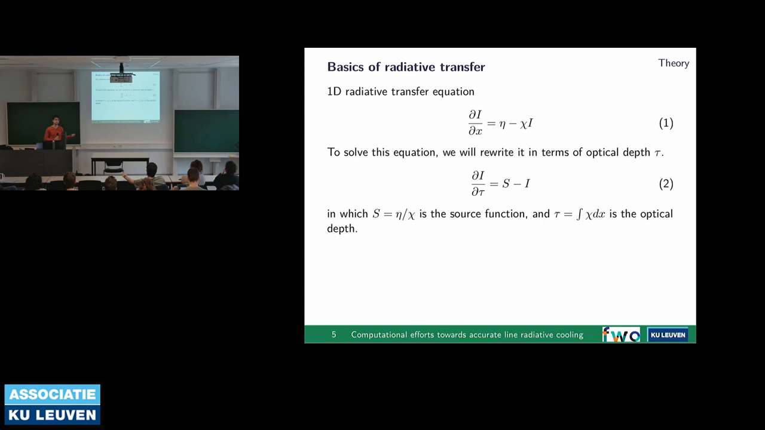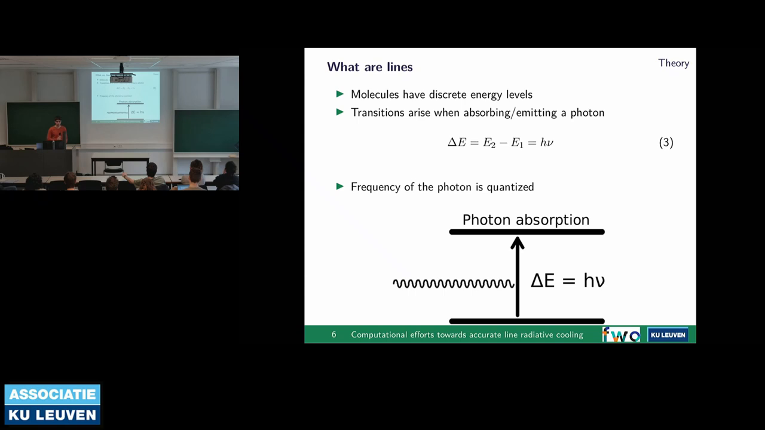So what are lines? We have our molecules, and these have discrete rotational and vibrational energy states due to quantum mechanics. These are too complicated, so I'm not going to explain them. But you need to know that these energy levels are discrete, so they have one energy value each. And in order to go from one excitation state to the next excitation state, they must emit or absorb a photon with a specific energy. That's just illustrated in the figure below.